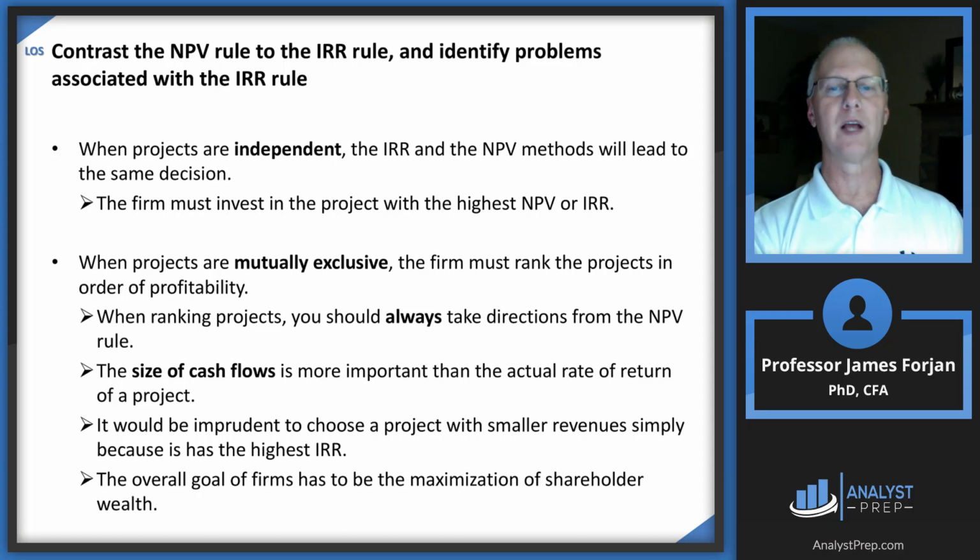When ranking projects, you should always take the directions from the NPV rule. And this is why. The NPV rule, remember I said this at the beginning of the slide, measures the change in shareholder wealth. What's the goal of the business? To maximize shareholder wealth, and the net present value method explicitly measures the change in shareholder wealth. The size of the cash flows is much more important than the actual rate of return, the internal rate of return of a project.